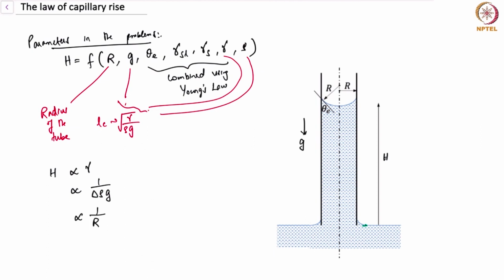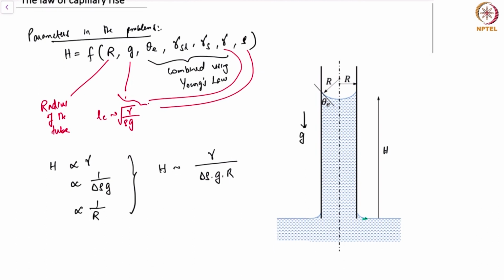So if I look at all these three, I can make a guess that the height to which the fluid would rise would scale with surface tension and then inversely scale with g, rho and r. If you do a detailed analysis, then we'll get the effect of the angle as well. And that's exactly what we're going to do now.